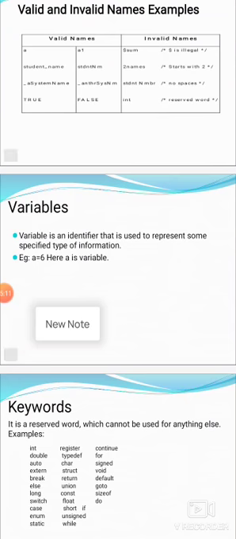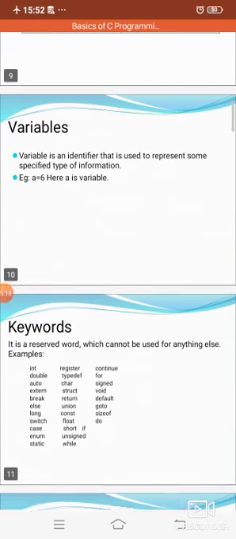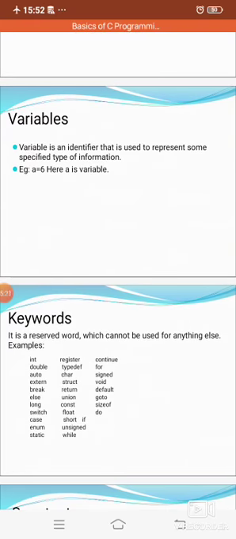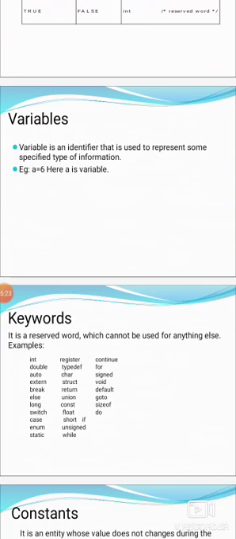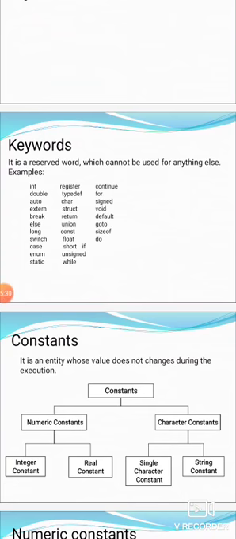Then comes variable. Variable is an identifier that is used to represent some specified type of information. Example, a is equal to 6. Here a is a variable. Keyword. It is a reserved word that cannot be used for anything else. Examples for the keywords are int, double, auto, extern, then long, switch, case. These are the keywords which cannot be used as identifiers, and so on.